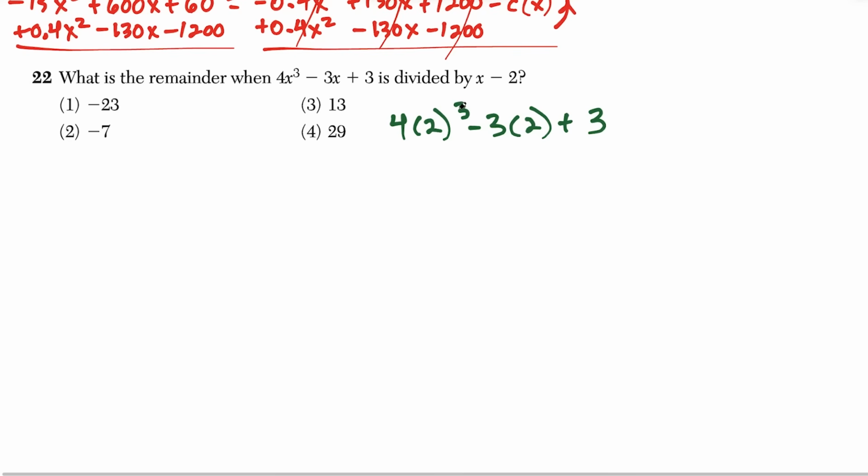So 2 to the third power is 8. 8 times 4 is 32. So I have 32. And then I have minus 6 plus 3. So this gives me 26 plus 3, which is 29. So my remainder would be 29.